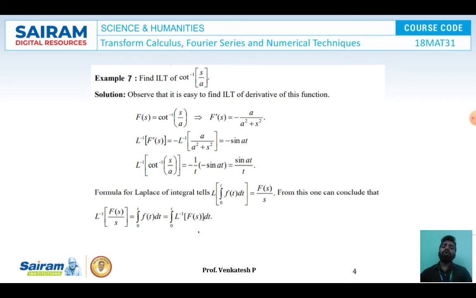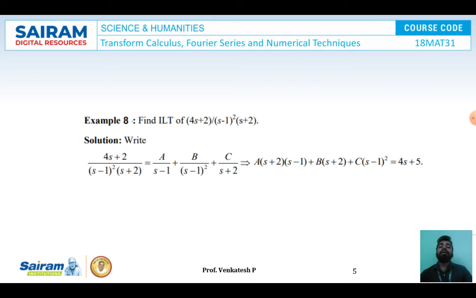Now, to solve the next problems, the formulas will be like this: the Laplace transform of the integral from 0 to t of f(t) dt will be equal to F(s)/s, we can use. In the same way, the Laplace inverse of F(s)/s will be equal to the integral from 0 to t of f(t) dt, which is the integral from 0 to t of the Laplace inverse of F(s) dt. So this formula we have to use for this kind of function.